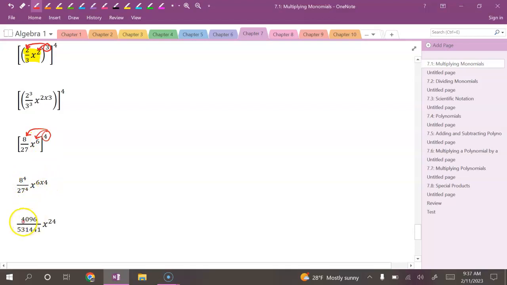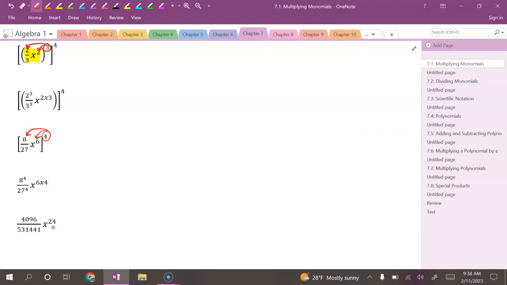So 8 to the 4th is that 4,096. Getting really big numbers here. 27 to the 4th is even bigger. It's that 531,441. And then I have x to the 24th power. So for some of these, you might start to get really large numbers, really large fractions, just because of the nature of the numbers that you're maybe raising to these exponents.